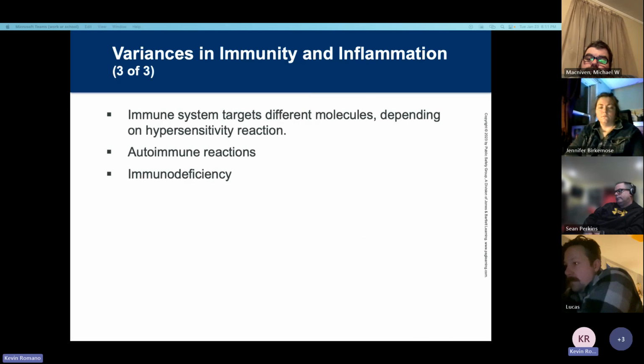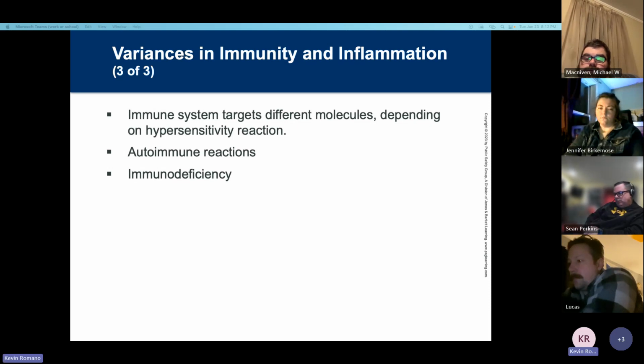All right, next slide. So the immune system targets different molecules depending on the type of hypersensitivity reaction. An allergic reaction is a target of an antigen or allergen. In autoimmune reactions, the target is a person's own tissue. So SLE being one of them, type 1 diabetes mellitus, rheumatoid arthritis, Graves' disease, are all different autoimmune diseases. You may see that pop up again.